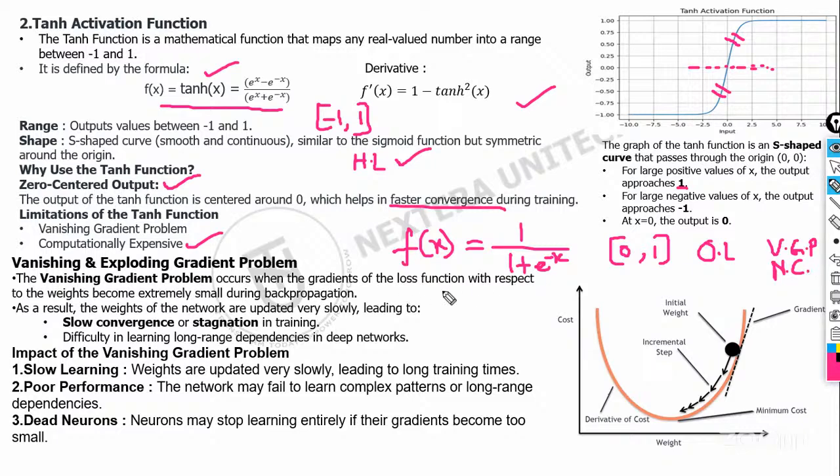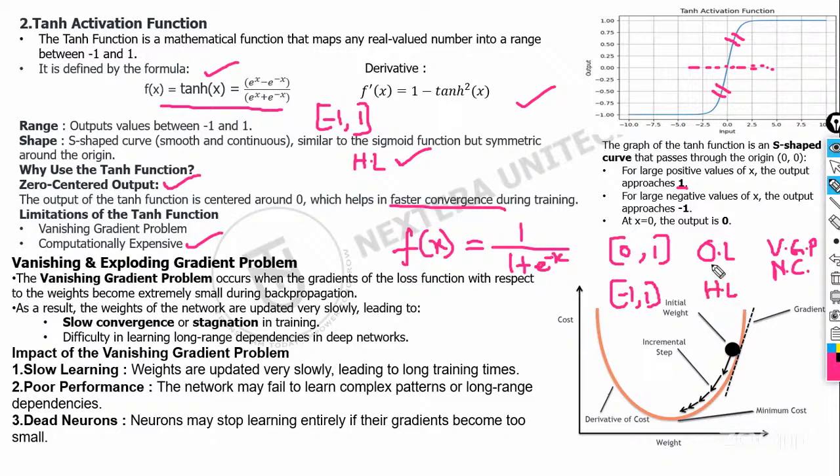Now let us talk about tanh. So tanh, the formula is e power x minus e power of minus x divided by e power x plus e power of minus x. Okay, so this is the tanh function formula where the output is -1 to 1. And where it is used, it can be used in hidden layers as well as the output layer, but generally preferred to use in the hidden layer.